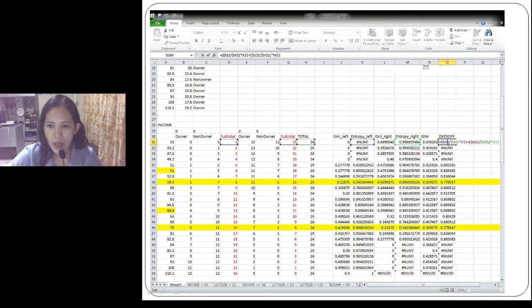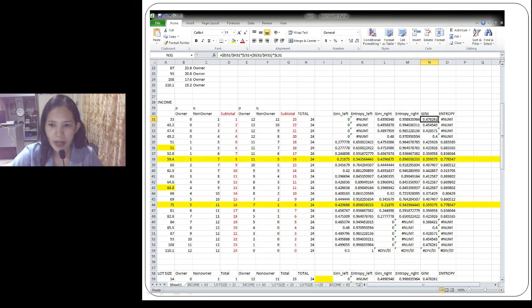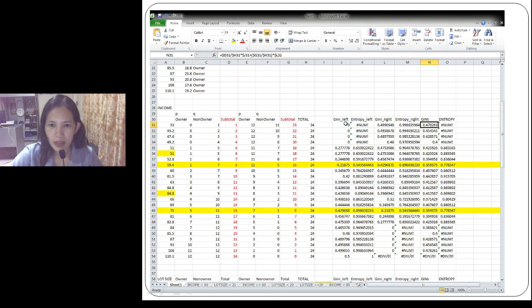Next, we have the entropy. We have the subtotal divided by the total times the entropy left, plus the subtotal of the right divided by the total times the entropy right. So we have the following GINI measures and entropy measures. So we copy all the formula, and then we get all the following values.